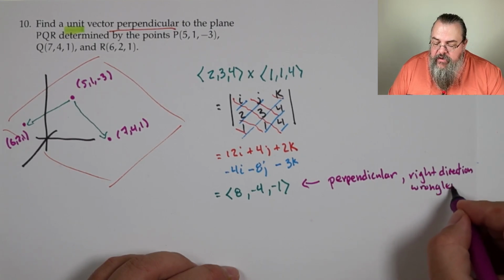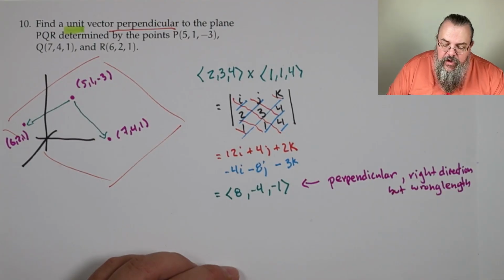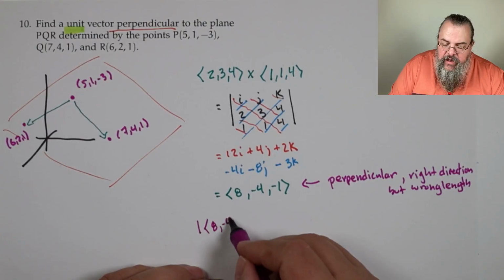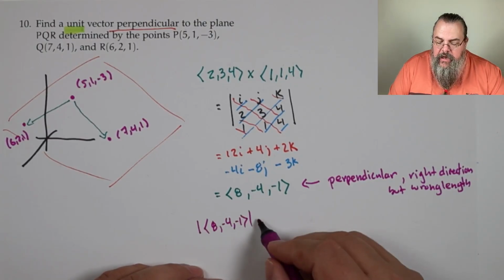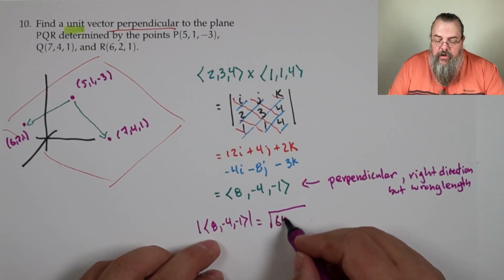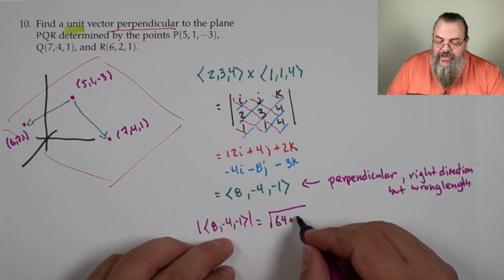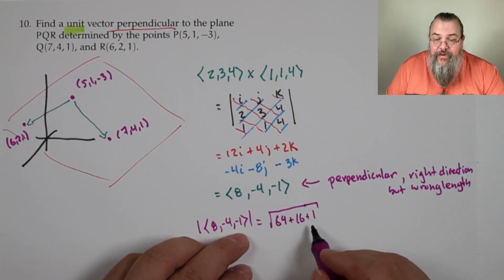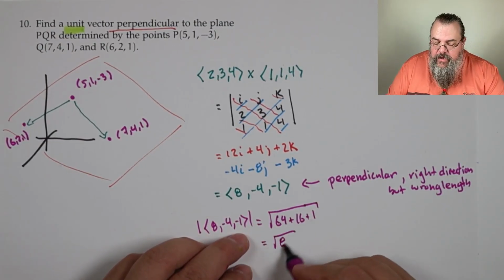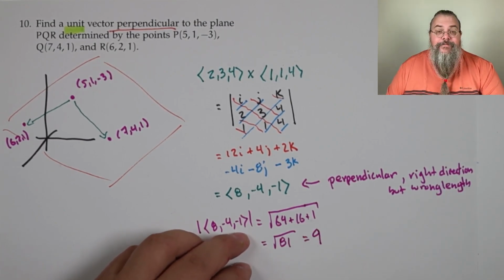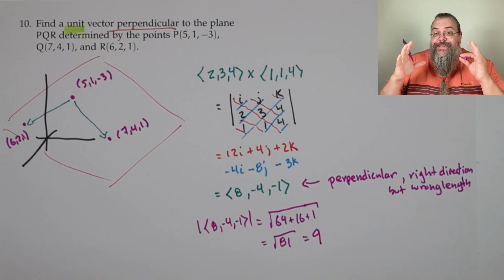So how do we fix it? Well, we just need to make the length the right thing. So we take the magnitude of the vector 8, negative 4, negative 1. And if we do that, we get the square root of 8 squared, 64, negative 4 squared, 16, and negative 1 squared is 1. 64 plus 16 is 80, plus 1 makes square root of 81. And that's a nice number they gave us. That's 9. So the current length is 9.